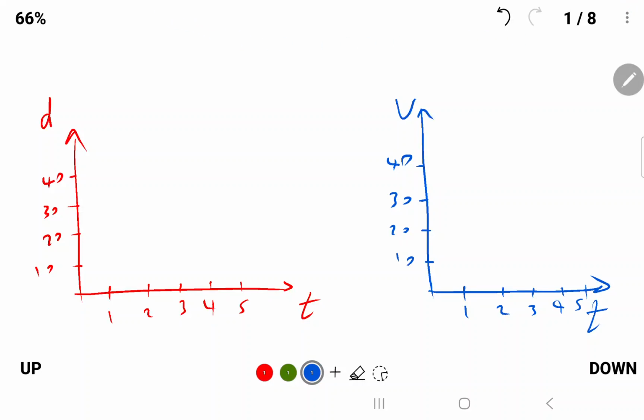Hello friends, in this video I'm going to explain the difference between speed time graph or velocity time graph and distance time graph. So here we have the two types of graphs.